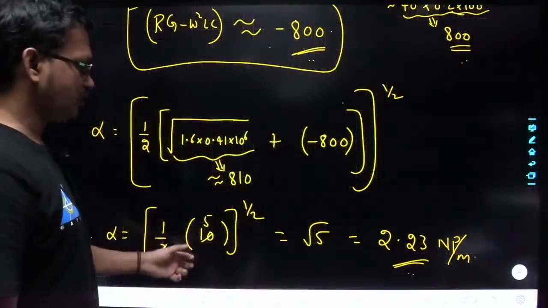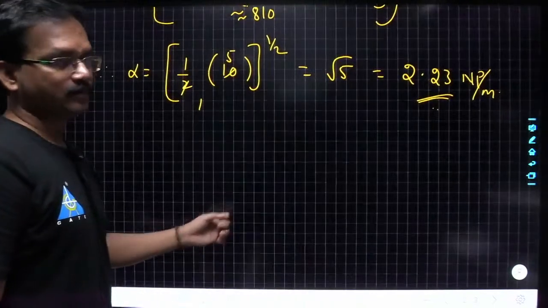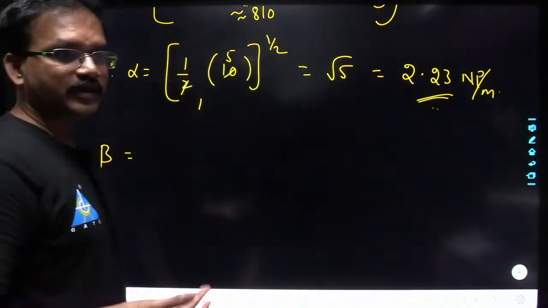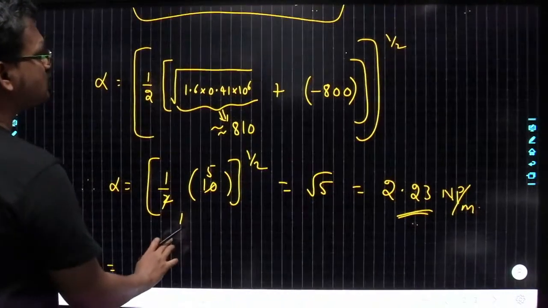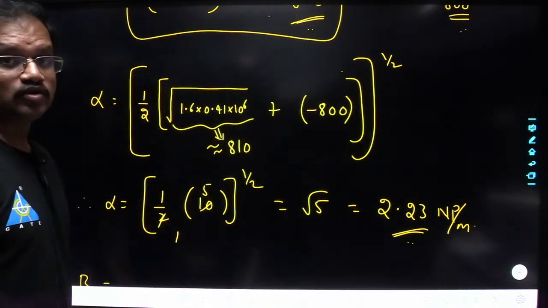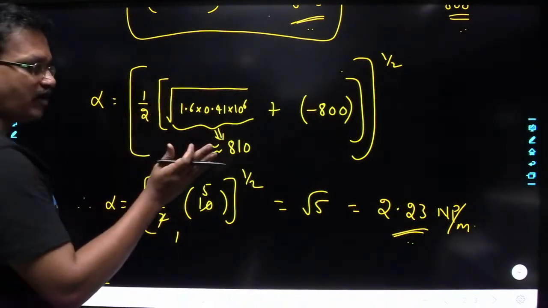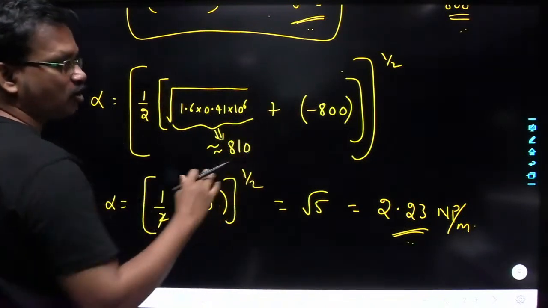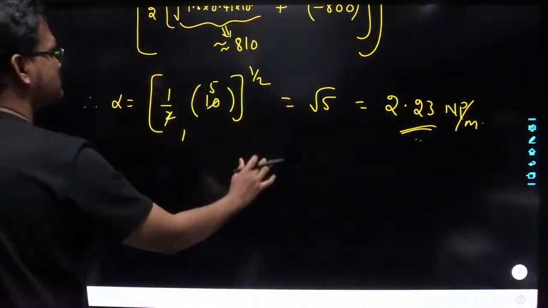So what we got here? We got 1 by 2 into 10, that is square root of 5, that is 2.23 Nepers per meter. Now what is the beta value here? See, there is no need to calculate the beta value again. So what is the only thing? In place of plus, you have to put minus. Then you are going to get the beta value. Understood? What is the only difference here? The alpha expression and beta expression both look similar, but in place of plus you have to put minus for the beta value. Yes or no? Okay, so just put the minus sign here. What you are going to get?